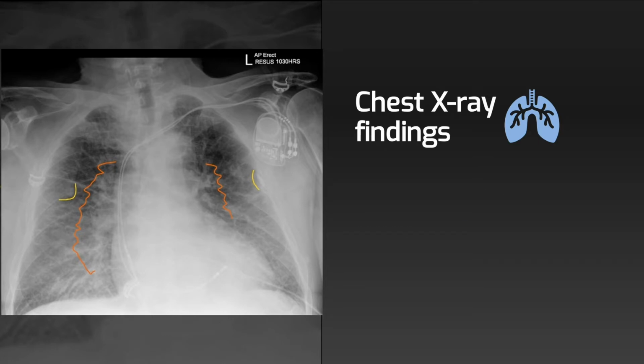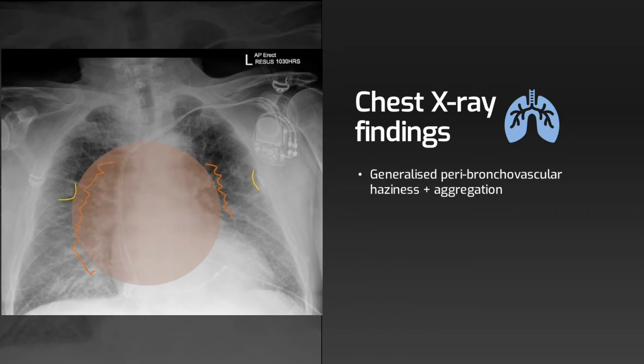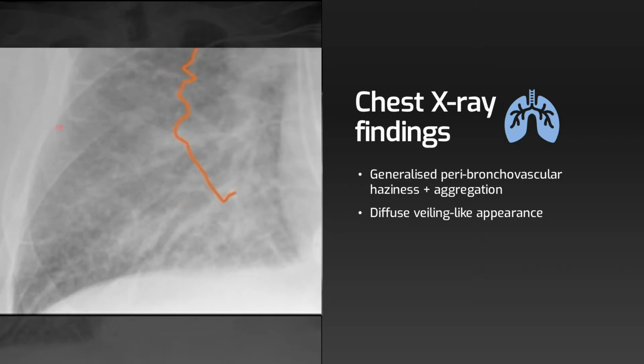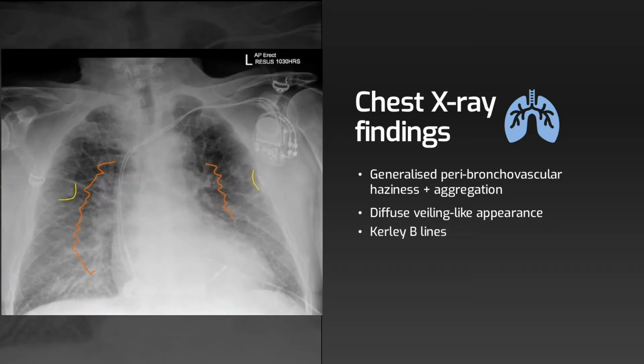First of all, there's generalized peribronchiovascular haziness and aggregation, where it is difficult to delineate the bronchovascular structures towards the hilar region. There is also a diffuse veiling-like appearance, as we'll show you what it accounts for on a CT scan later. And there are small parallel lines along the peripheral lung surface which correspond to Kerley B lines as seen with interstitial edema. So this patient has central pulmonary venous congestion as well as interstitial edema.